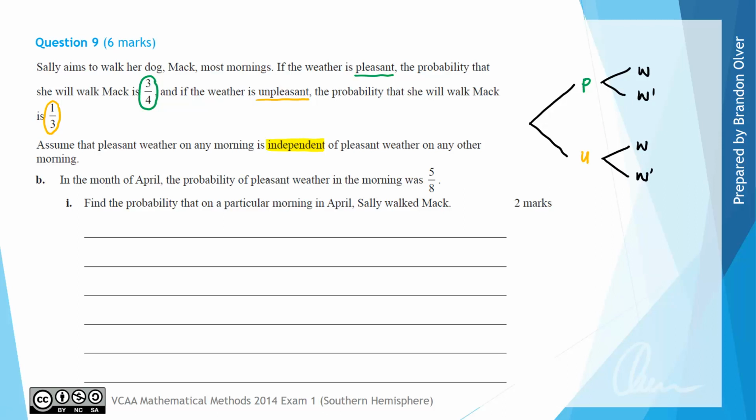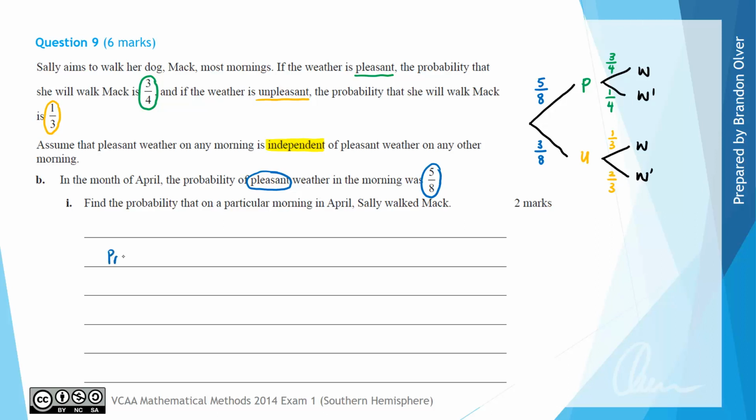In the month of April, the probability of having pleasant weather was known to be 5/8, and it was independent of any other morning. So the probability of having pleasant weather is 5/8, which means the probability of having unpleasant weather is 3/8. Our information in green still applies: if it's pleasant, the probability she walks Mac is 3/4, so this is 3/4 and that's 1/4. And in orange, the probability of her walking Mac if it's unpleasant is 1/3, so the probability she doesn't walk Mac is 2/3.